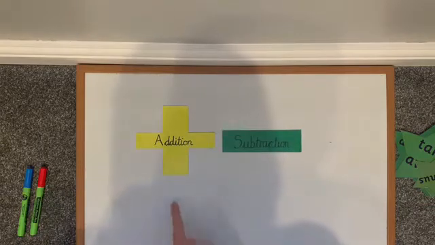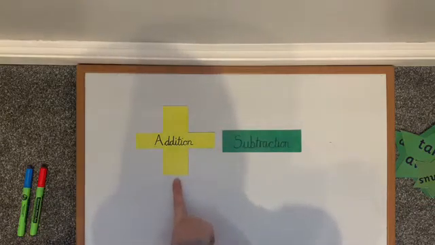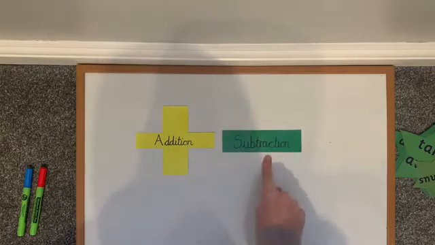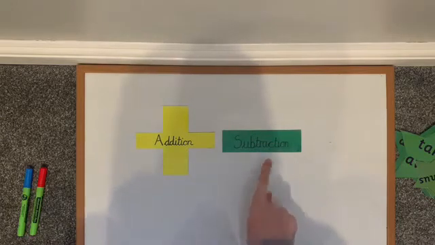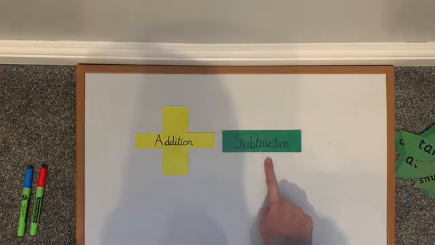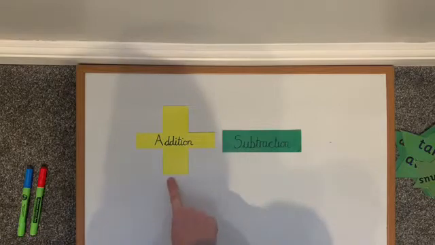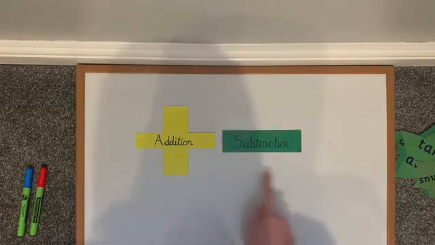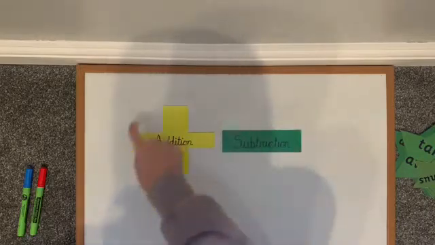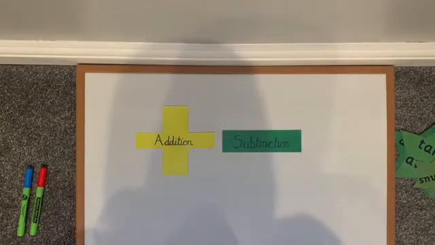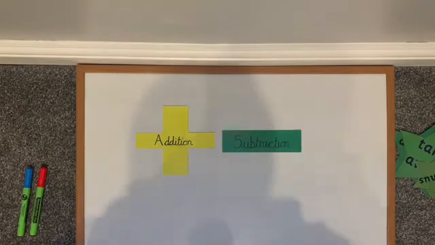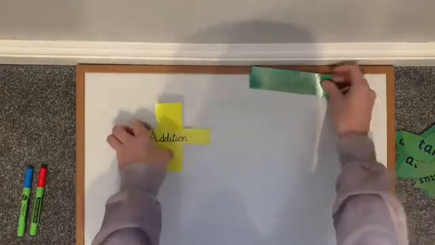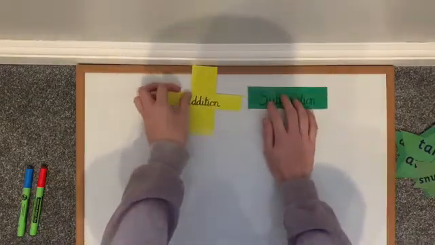So if we had an addition number sentence, we can use that to work out some subtraction number sentences. Or if we had a subtraction number sentence, we can use that to work out an addition number sentence. So they are the inverse of one another, which means they are linked. So we can put them in a bubble together. They are linked together when it comes to maths. Okay, so I'm going to leave those at the top because they are going to help us today.